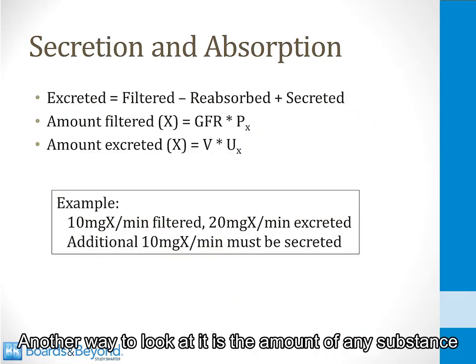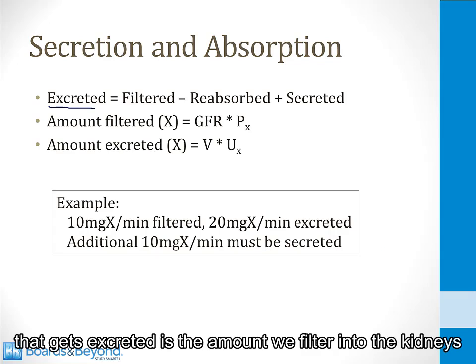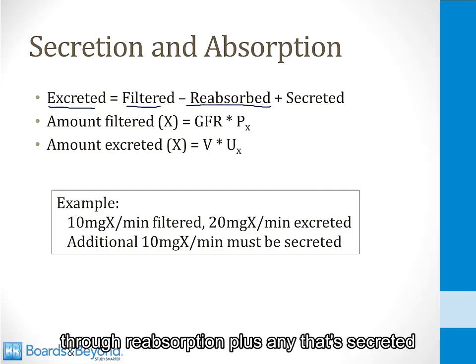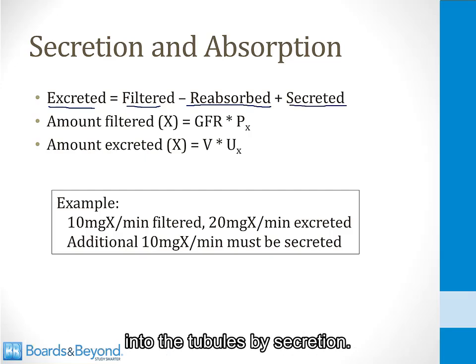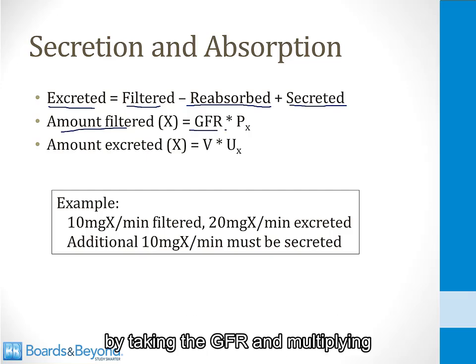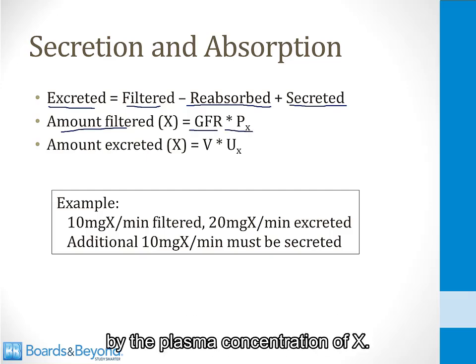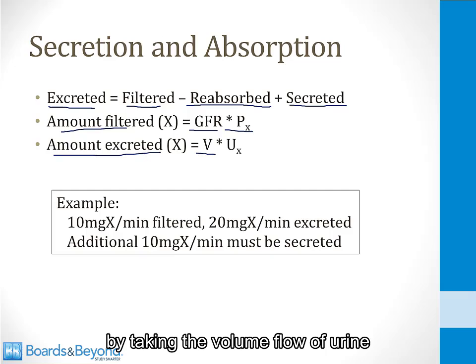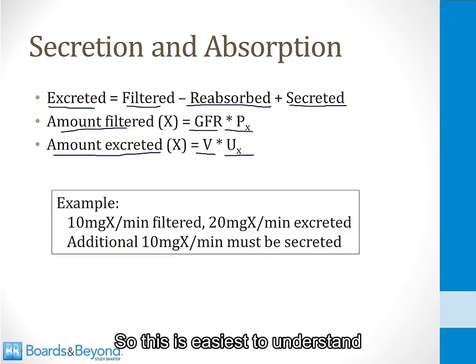Another way to look at it is the amount of any substance that gets excreted is the amount we filter into the kidneys minus any amount that's pulled out by the tubule cells through reabsorption, plus any that's secreted into the tubules by secretion. And we can calculate the amount filtered for any substance X by taking the GFR and multiplying by the plasma concentration of X. We can calculate the amount excreted for any substance by taking the volume flow of urine times the urinary concentration of X. So this is easiest to understand if we consider a specific example.